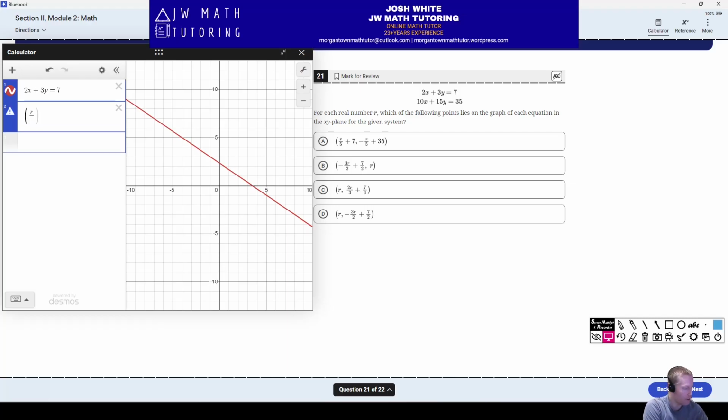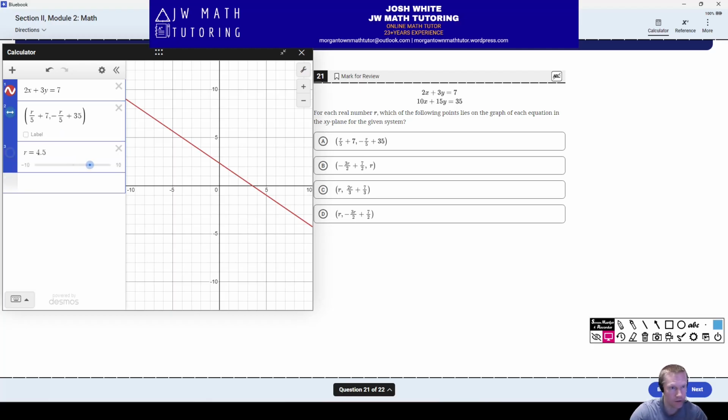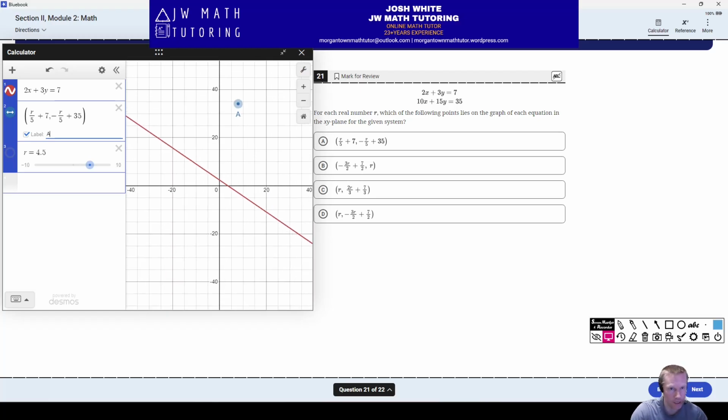Then I'm going to graph the points one at a time, and I'm just going to put a slider for R. Okay, so here's my slider for R. Is this point, it's not even on the line. We'll call it A. We're probably going to have to zoom out. It's way up. Yeah, see, it's way up here. Nowhere close to the line. So that answer is obviously wrong. Now we have B.